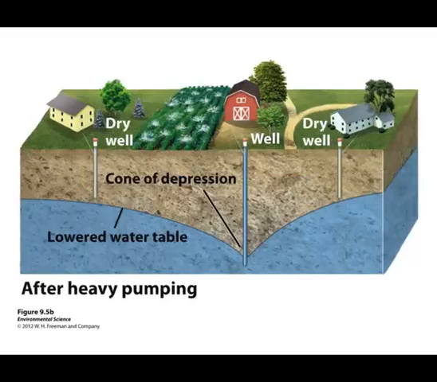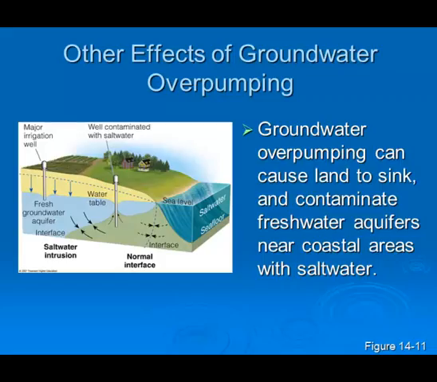Okay, other effects of overpumping can also include contamination. So you can contaminate the water because of the immense pressure that used to exist, that used to keep the salt water out. So you see where the salt water is? This usually happens in coastal regions. So contamination can include salt water.